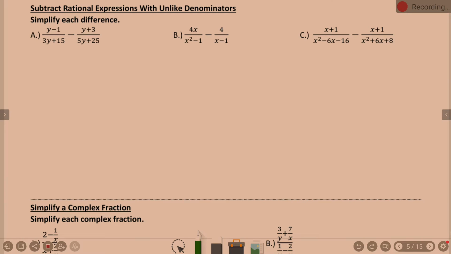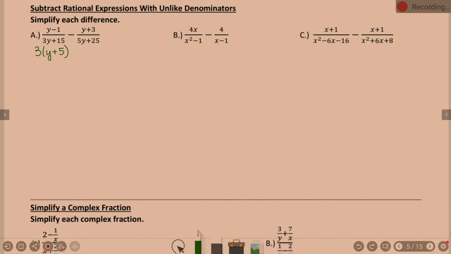Subtracting is really not a whole lot different from adding, is it? So we need to get those denominators and factor them. Does 3y plus 15 factor? Yeah, how's it factor? Okay, GCF, right? So if I divide them both by 3, I'm going to put the 3 out front. When I divide them both by 3, I have a factor of y plus 5.